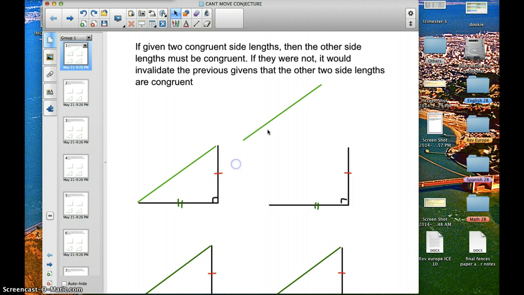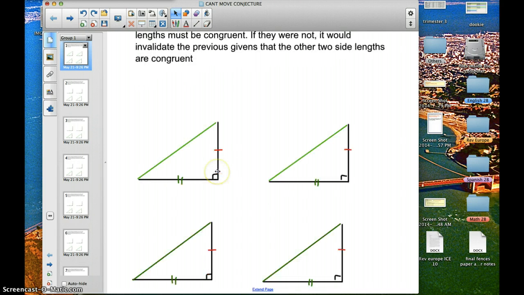Okay, so yeah, you have two congruent side lengths. The other side lengths, these two have to be congruent, because they can only fit in between these other two congruent side lengths. They can't be different. Theoretically and physically, they can't be different here.